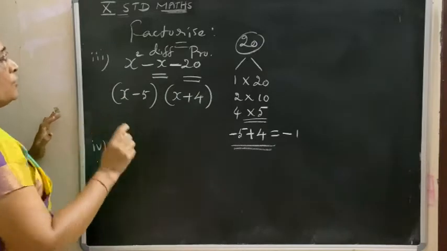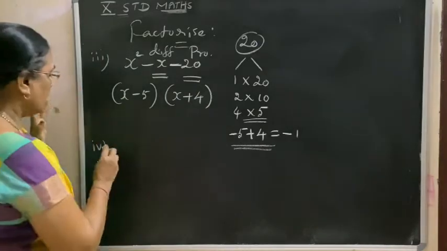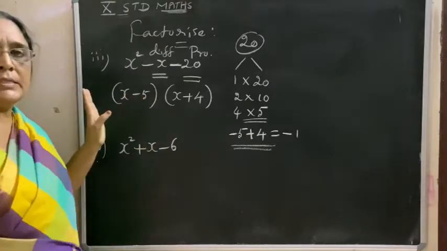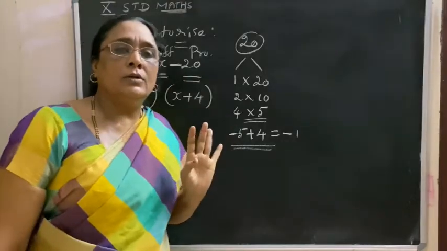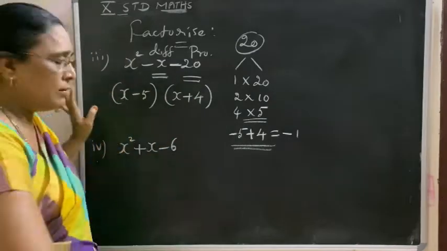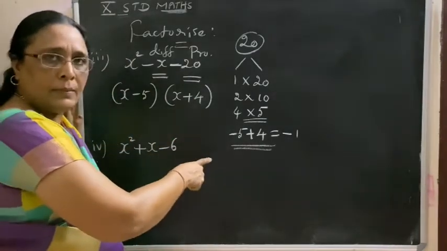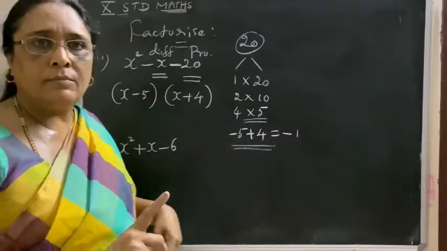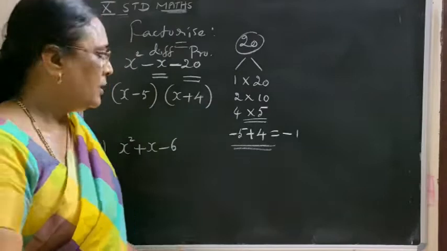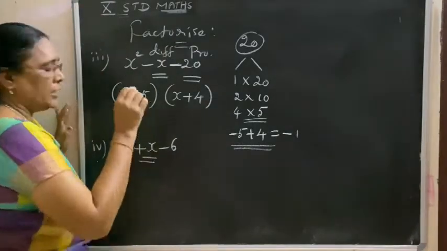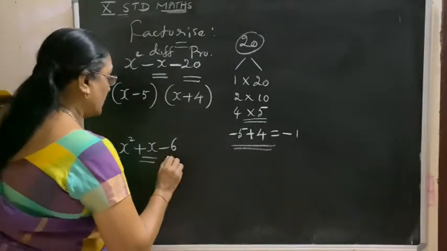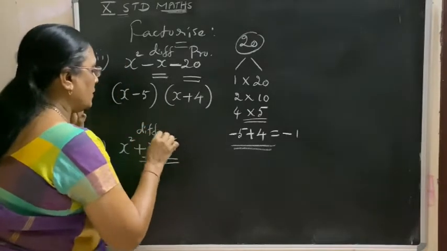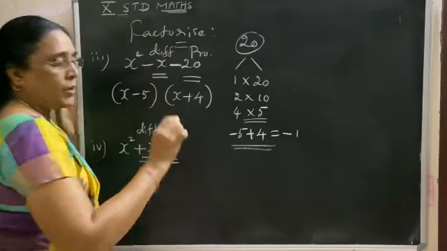Now take the fourth one. What is the fourth one? X square plus x minus 6. This is the fourth type. You see that? How the terms are given? Whether all the terms are in plus? No. Whether the center term is in minus? Only the center term must be in minus. No. Then here also we are going to get the result as the center term is a difference of two numbers and the last term is a product of two numbers.